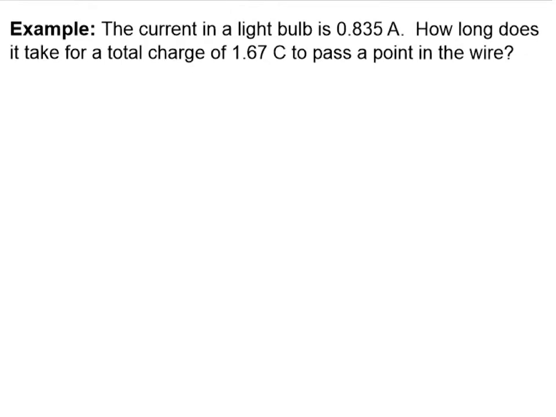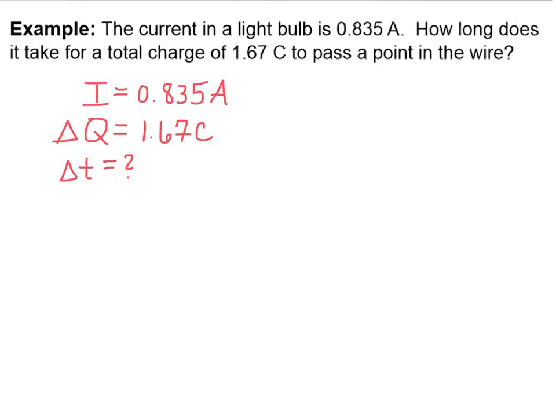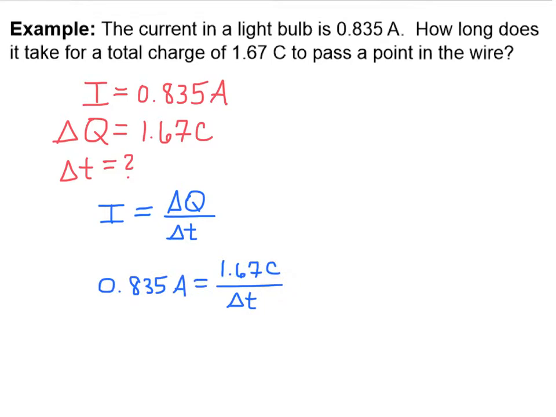Now let's do a little sample problem together. Let's say we have current in a light bulb of 0.835 amperes. How long does it take for a total charge of 1.67 coulombs to pass a point in the wire? I'm going to write down what I know, my current and also my charge, and I want to find the change in time. I can use my equation for electric current, plug values in, and solve for delta T. And I get a delta T of 2.00 seconds.